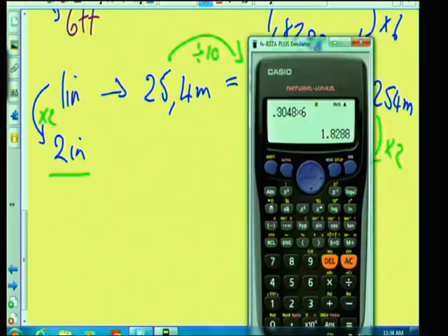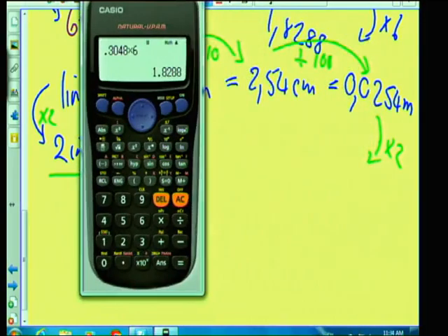So let's pull up that calculator. I'm going to come back to that value, but I'm going to just clear it for the moment. 0.0254 times 2 equals 0.0508, and that's in meters.